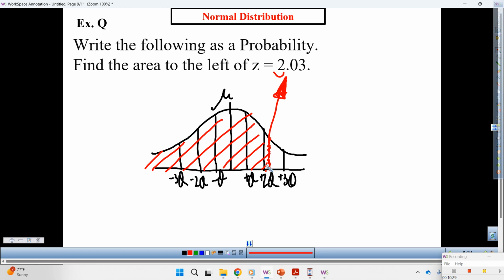Now, this is going for those of you that were absent yesterday, and for those of you that didn't do your homework. What do we do from there? Oh, from there we get our chart, Mr. Q, and look for Z 2.03, and we find it's at the right of mu. Okay, at the right of mu.